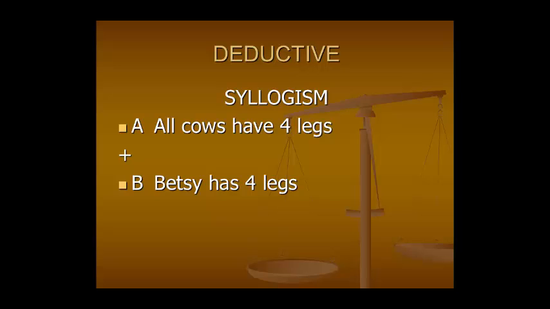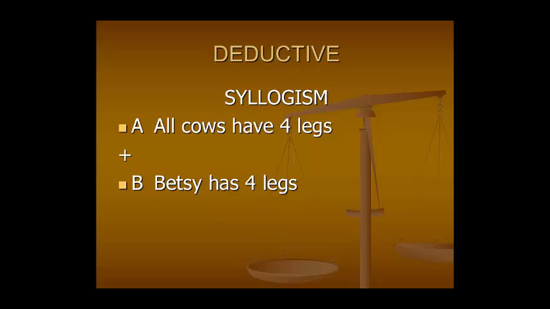All right, let's talk it through. We see 4 legs repeated twice, so we cross that out, and we're left with Betsy is a cow, right? That's what most people think when they look at this. That's where we jump to, that Betsy is a cow. But let's think about this. Are these premises actually correct enough that we can count on them?